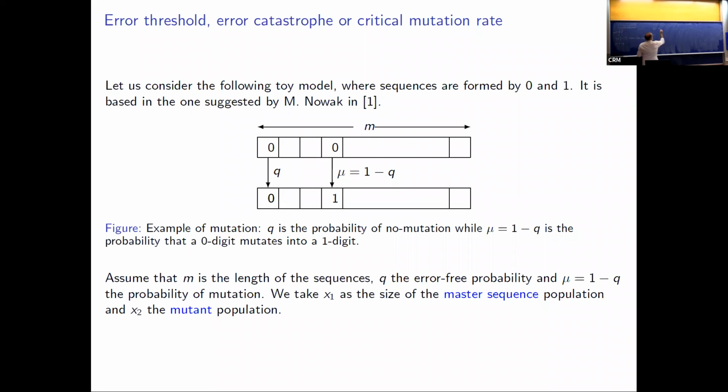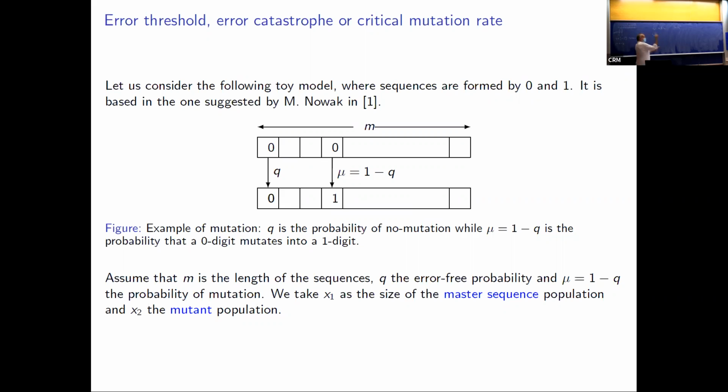So this is a big Q, with nothing to do with the mutation matrix, but with Q equal to q to the M. This is the probability of having a final copy, you don't have any mistake in your code, multiplied by X1. Let's go for this mutant. Assume that X1 only produces X2. So you have just the master and one mutant. You could have many of them, just the simplest case.